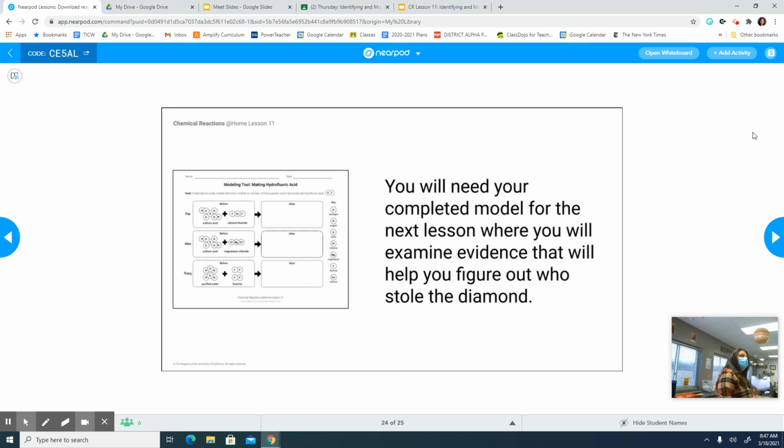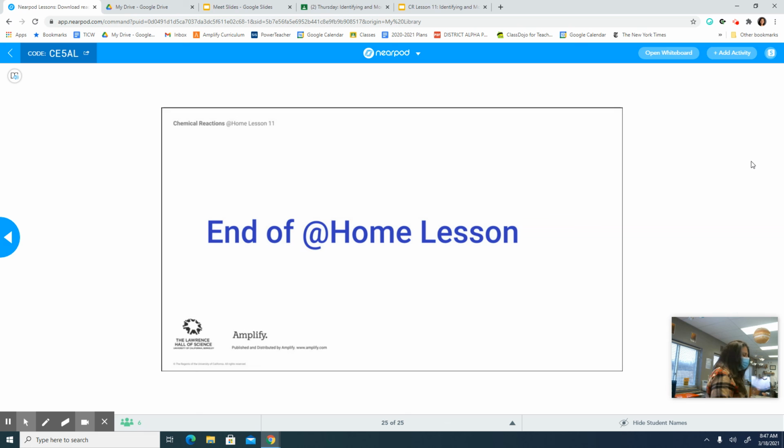You will need your completed model for the next lesson, where you will examine evidence that will help you figure out who stole the diamond. So tomorrow's lesson, you will be provided with another set of slides in which you will need to annotate them and then sort them. I think it's just annotating actually, you'll sort on Monday, and you'll be looking at further evidence given to you so that you can start to decide whether you think it's Pat or Tracy that stole the diamond.